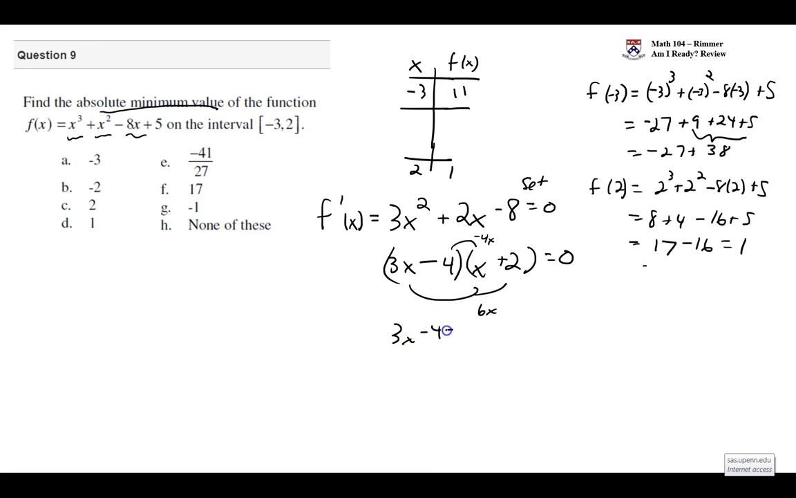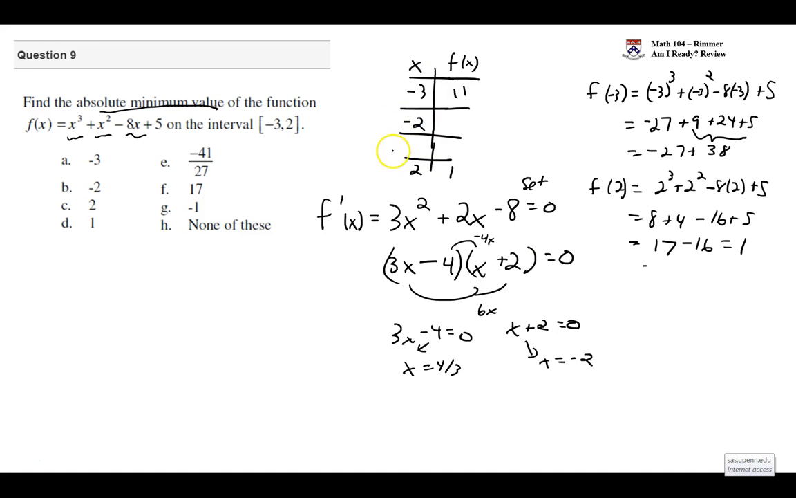So 3x minus 4 is 0. If you have two guys multiplied to be 0, one of them has to be 0. So we set them both separately equal to 0. We get x is 4/3, and we also get x is -2. It's our job to plug these guys in if they're in our interval. Our interval is from -3 to 2, so yeah, they're both inside of there.